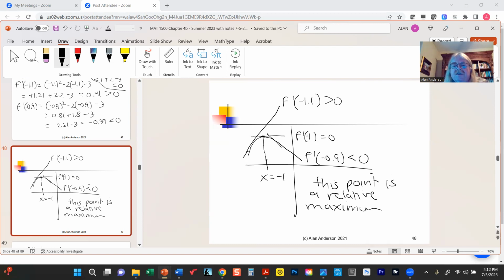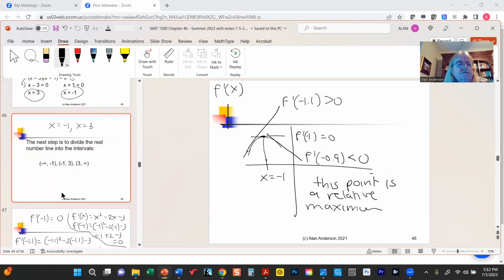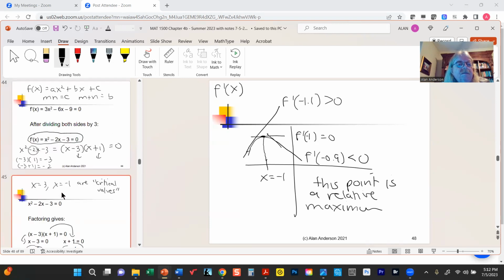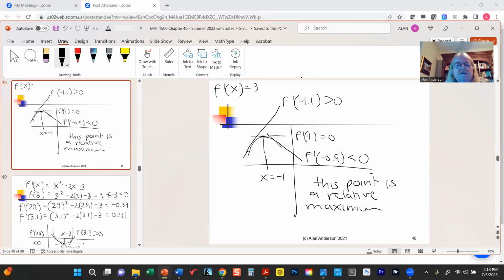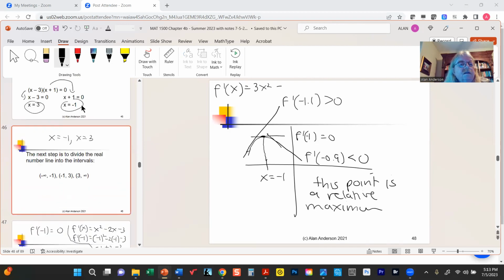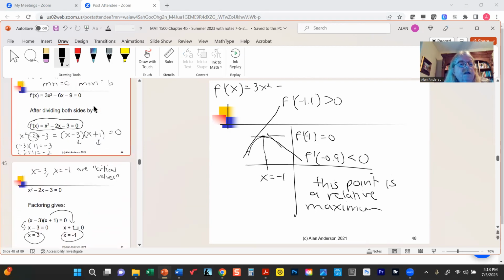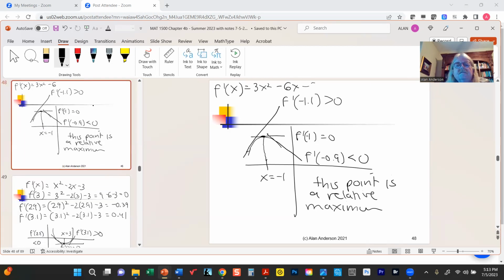Plugging that into the derivative, I should say, f prime of x, as you remember, equals 3x squared minus 6x minus 9. So if I want to evaluate this, let's say f prime of -1.1.